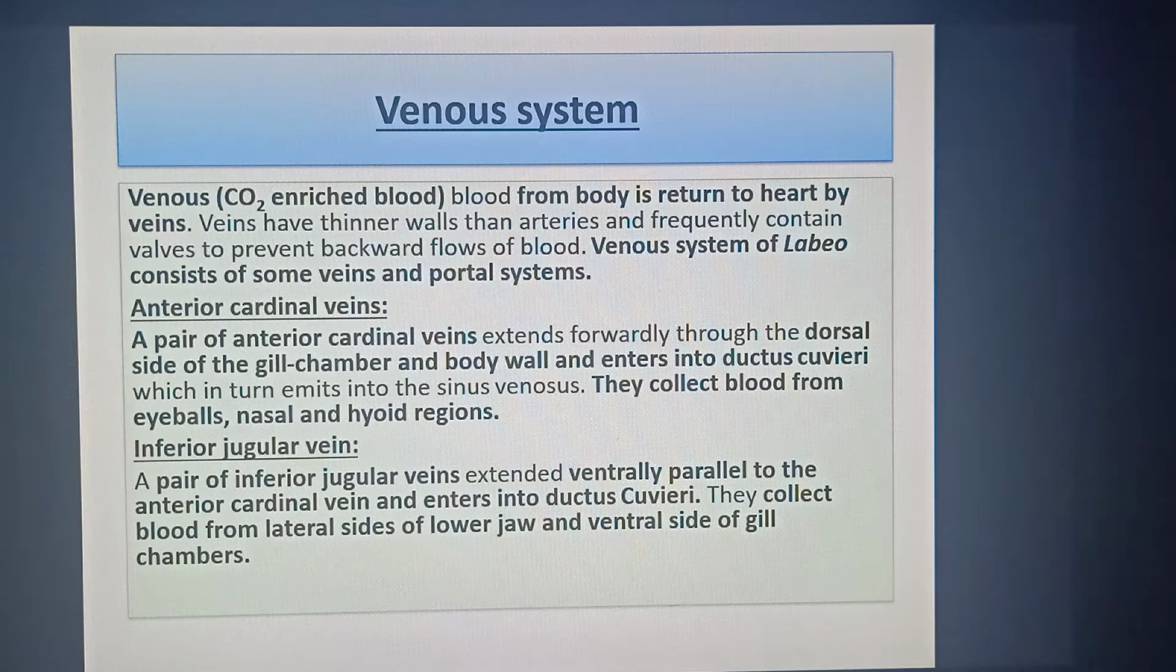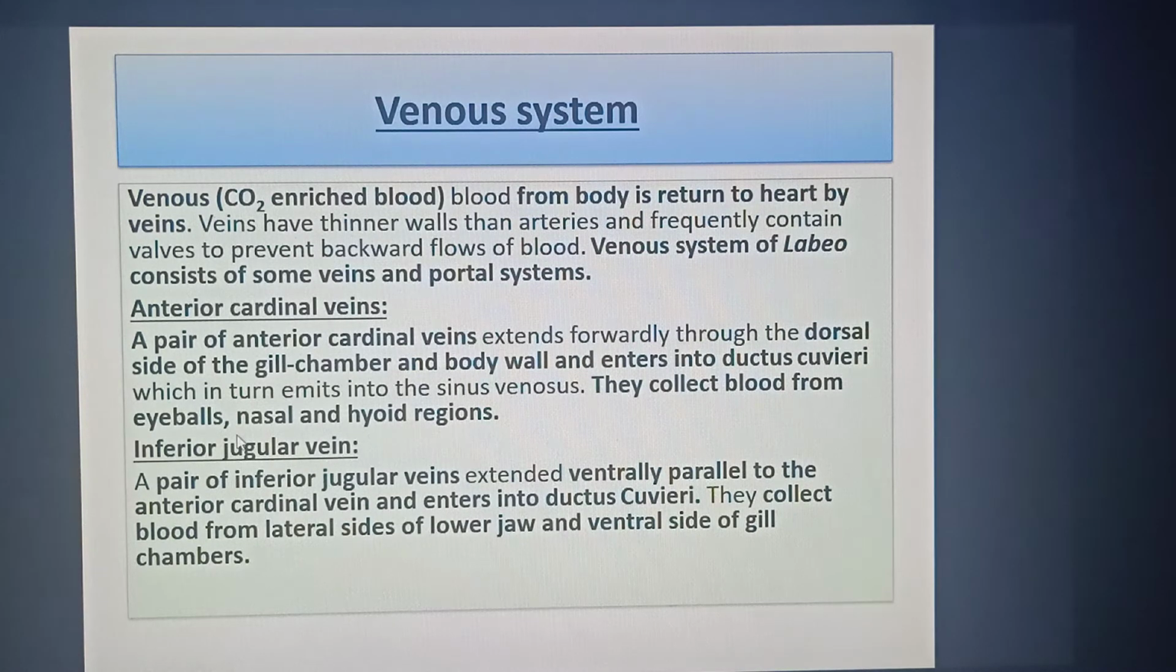The veins are, number one, anterior cardinal veins. A pair of anterior cardinal veins extends forward through the dorsal side of the gill chamber and body wall and enters into the ductus cuvieri, one of the main veins, which in turn opens into the sinus venosus, the subchamber of the heart. They collect blood from the eyeballs, nasal and hyoid regions.